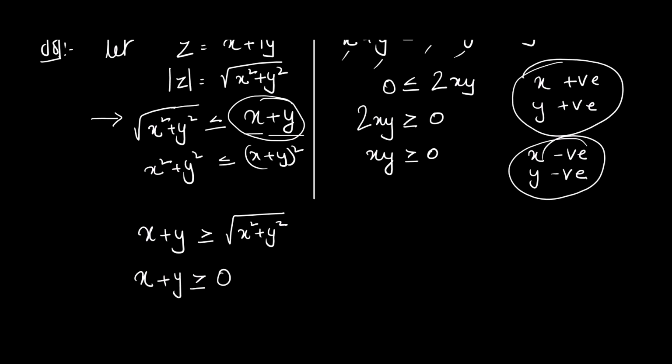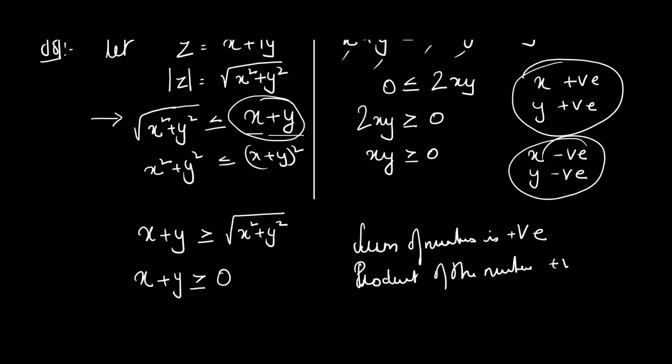Okay, great. So I have two situations here. One is that x is positive and y is also positive, and the other is that x is negative and y is also going to be negative. There are a couple of ways to look at this. I can say x is greater than minus y, and then I'm going to be stuck. What I can rather do is to say that the sum of the two numbers is positive, and the product of the numbers is also positive.